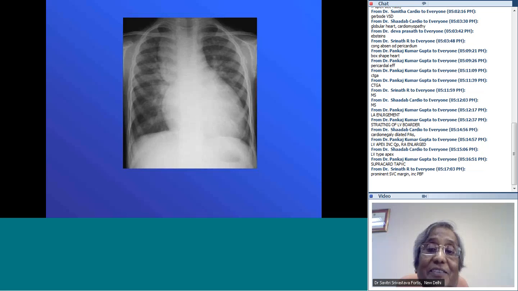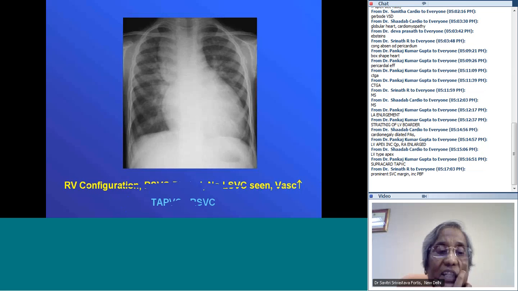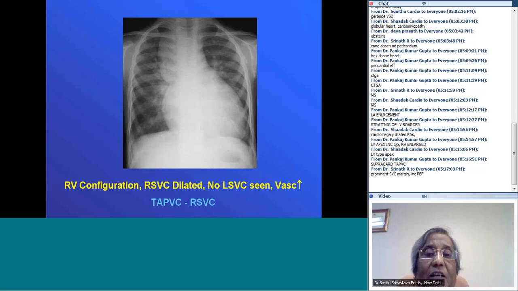See, this apex is lifted up, it is not coming down. So this is the RV configuration. And interestingly, it is only prominence of the right SVC. It is typical supracardiac TAPVC. You have the prominence of the left vertical vein also, or whatever you want to call it. So this is a prominence here, then innominate, and then SVC to the upper part of the figure of 8. But here, this is absent. This is absent. The only prominence is the right SVC, which is markedly prominent.